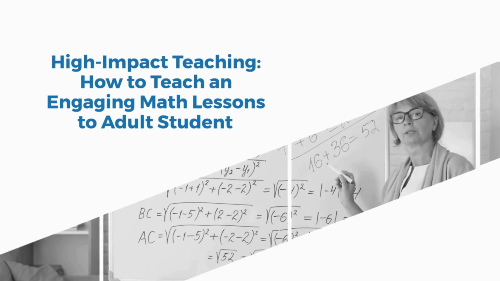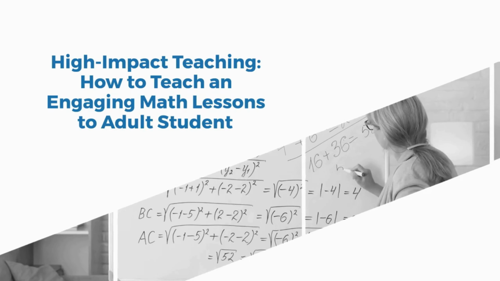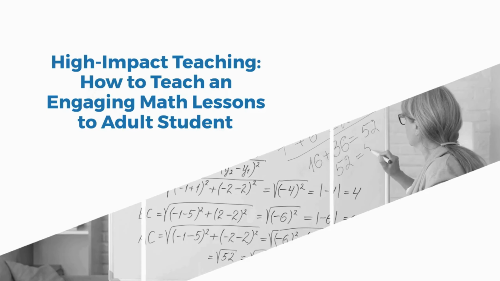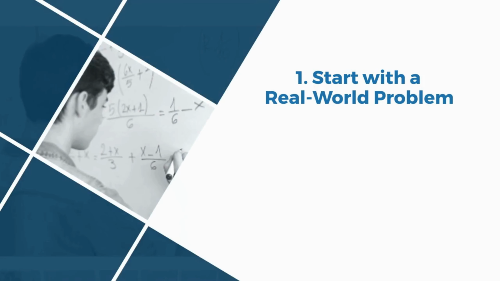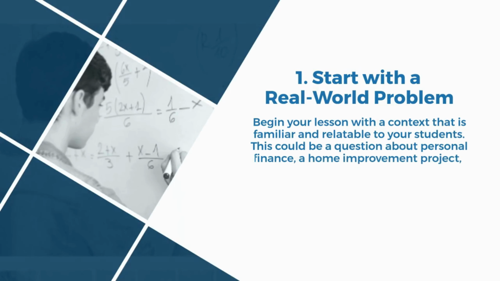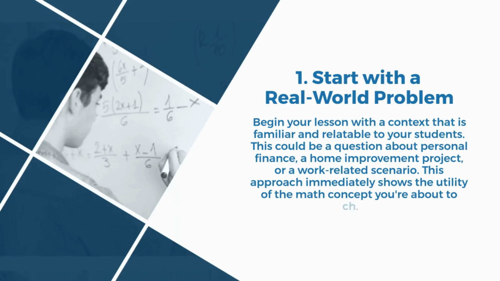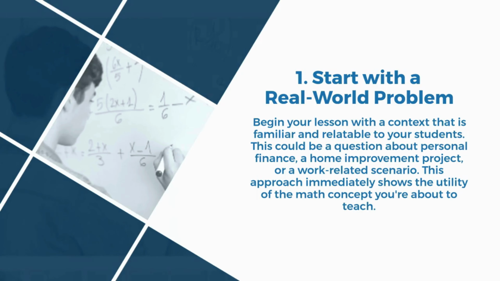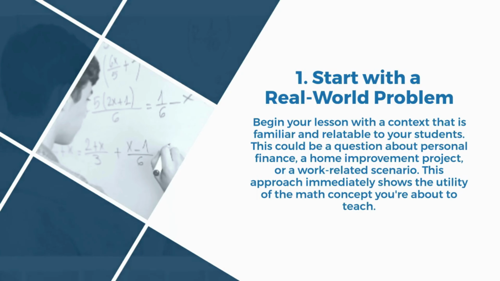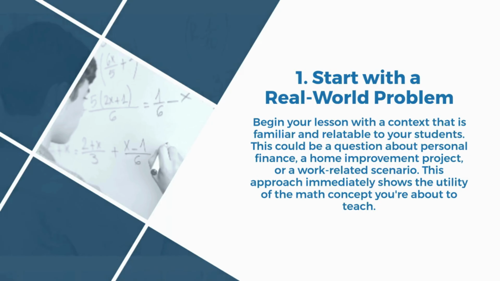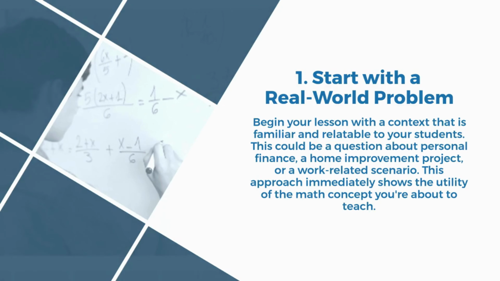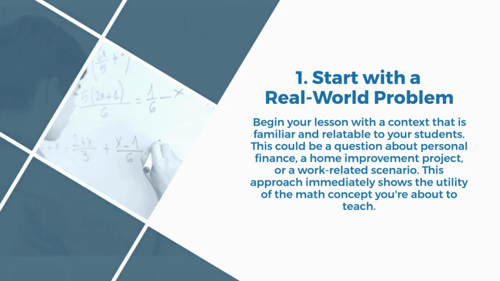High-impact teaching: how to teach engaging math lessons to adult students. 1. Start with a real-world problem. Begin your lesson with a context that is familiar and relatable to your students. This could be a question about personal finance, a home improvement project, or a work-related scenario. This approach immediately shows the utility of the math concept you're about to teach.